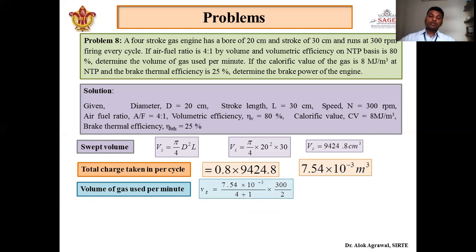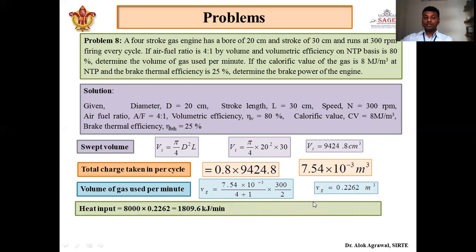This is the amount of gas taken in 1 cycle, but how many cycles are completing in 1 minute? That is 300 by 2, where 300 is the rpm. From here we can calculate the volume of gas used, that is 0.2262. Next is heat input, the volume of gas multiplied by the calorific value of the fuel. So we get the heat input as 1809.6 kilojoule per minute. The unit will be kilojoule per minute.